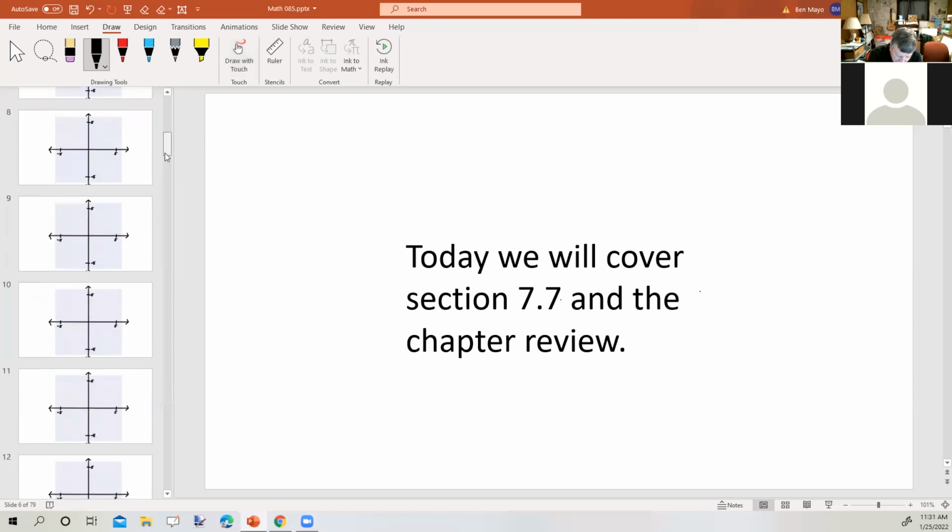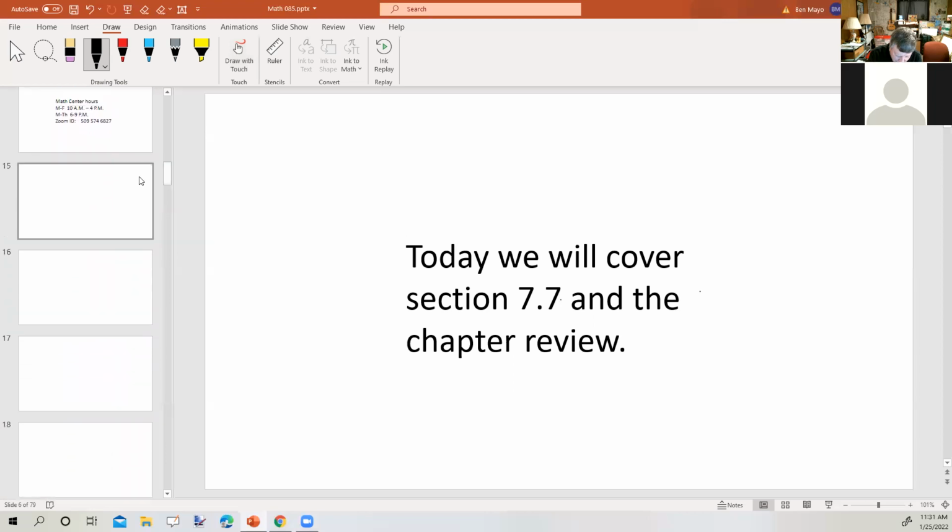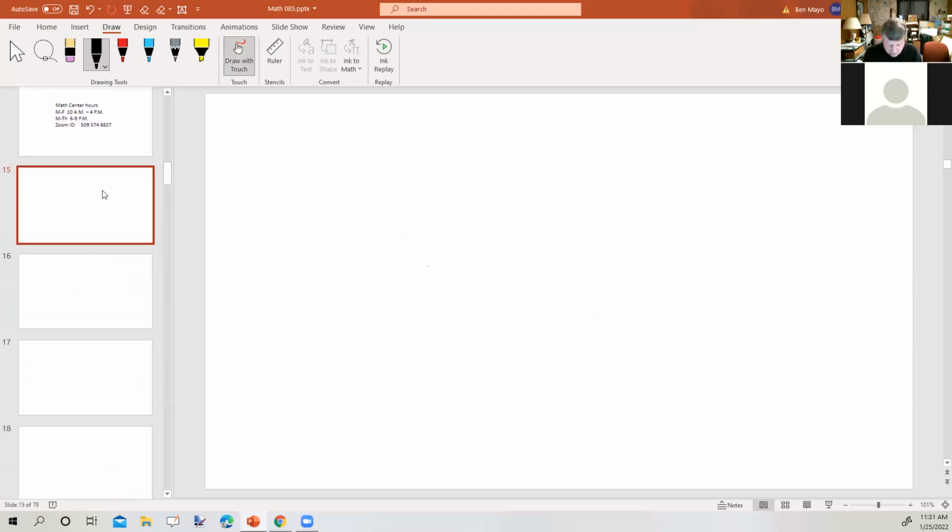Okay, we have a couple of questions that came in by request. This is from section 7.6, number 13. It says, solve the equation and check the result. Enter your answers as a comma-separated list. If there is no solution, enter no solution. All right, and the equation is as follows.